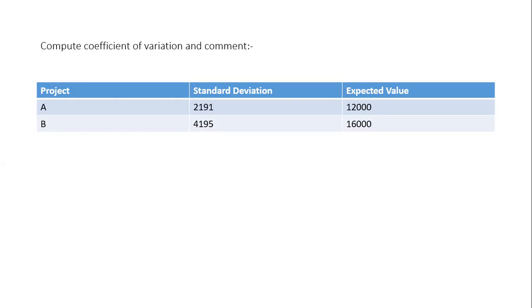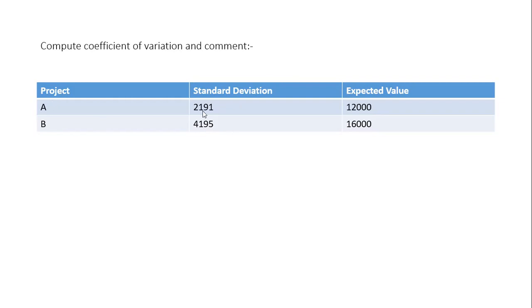Coefficient of variation is possible only when we have data related to standard deviation and the expected value or expected return of the project. If these two factors are given, we can calculate coefficient of variation.